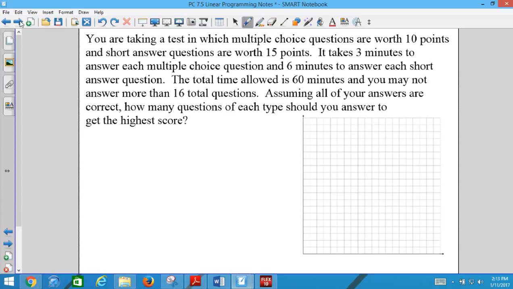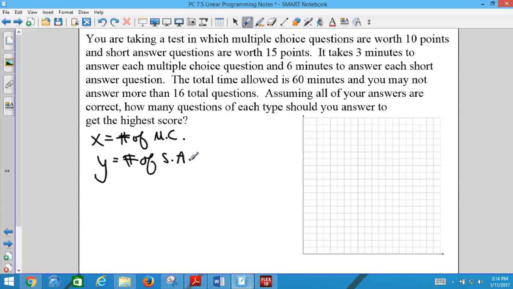Okay, so you should have 3 variables. What don't we know? What do we need to find? It says to find something. How many multiple choice? How many short answer? So we just call X the number of multiple choice and Y the number of short answer.